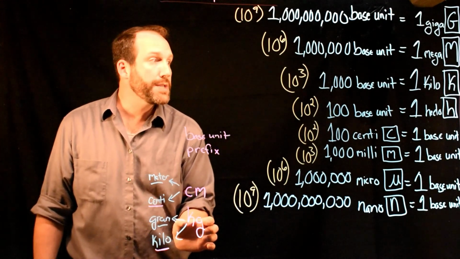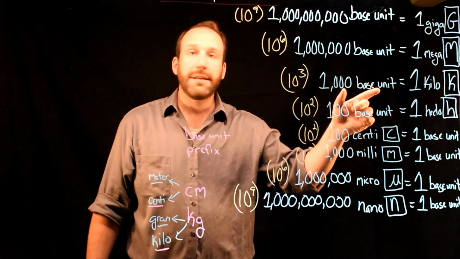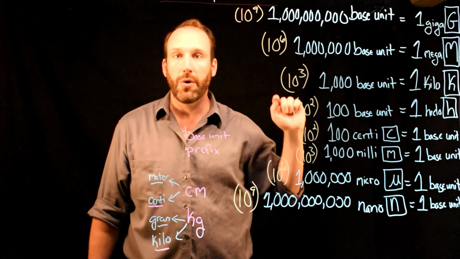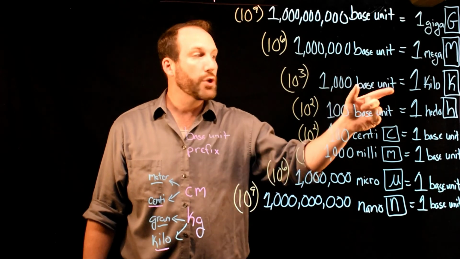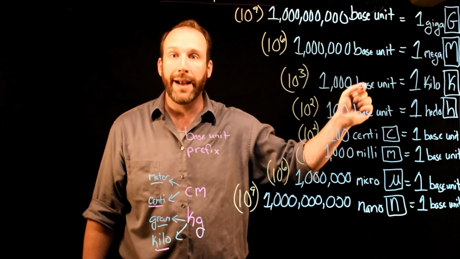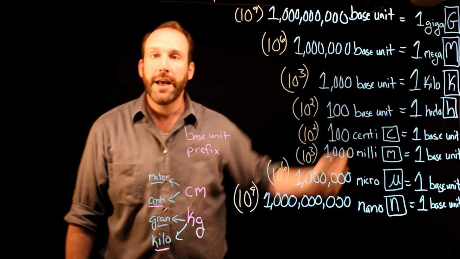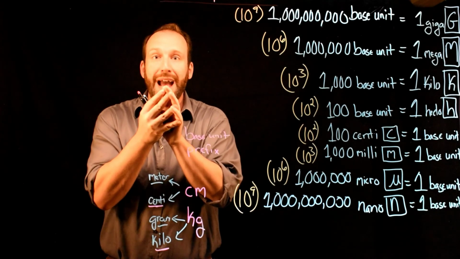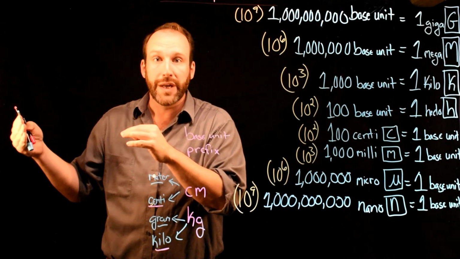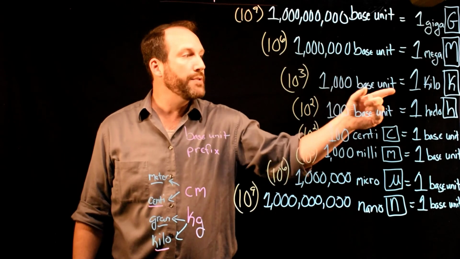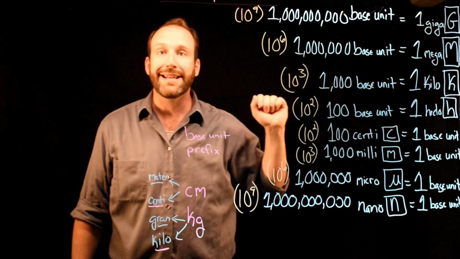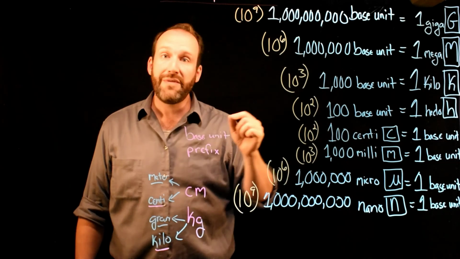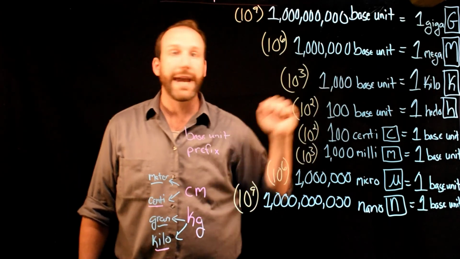Okay? So what a kilometer says is that 1,000 meters is equal to 1 kilometer. 1,000 grams is equal to 1 kilogram. Okay? So if we had some number of those base units and we added them all together, we could make some new unit. So in this case, 1,000 grams is equal to 1 kilogram. Kilo is the prefix. The abbreviation for that prefix is a lowercase k.